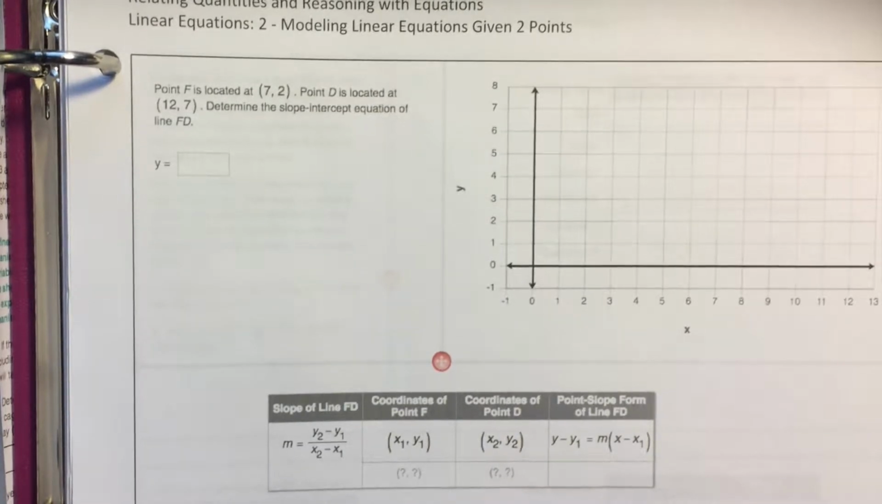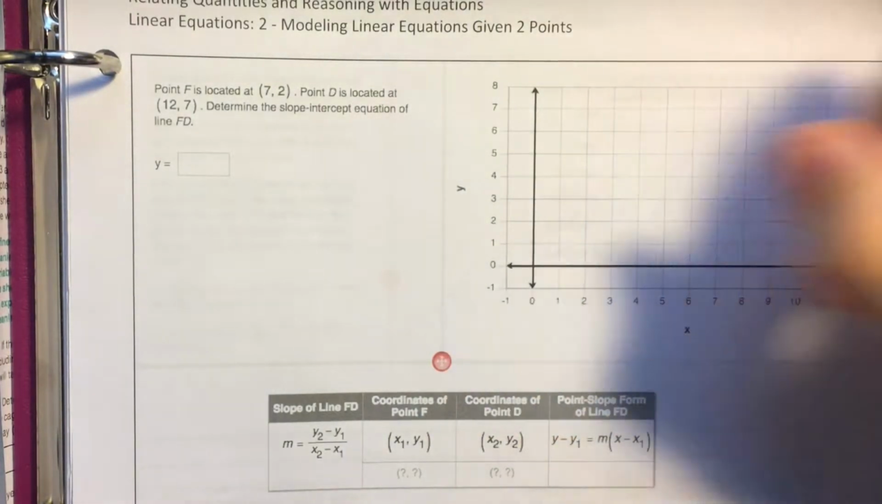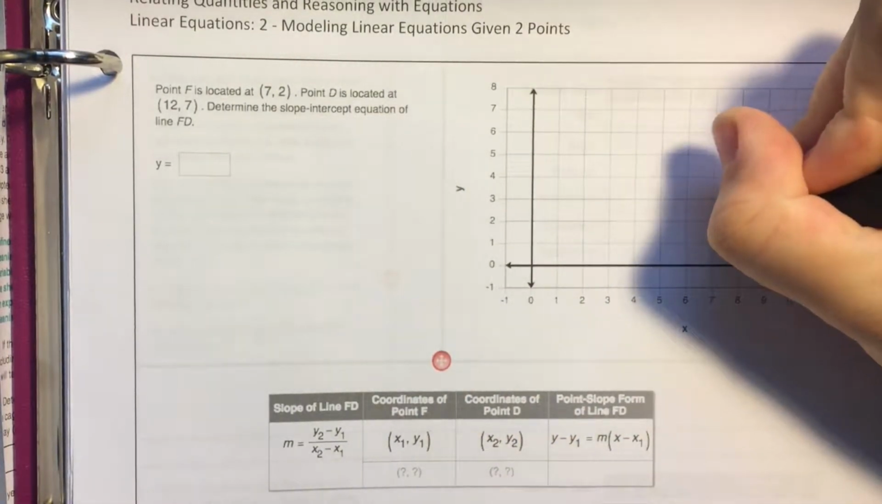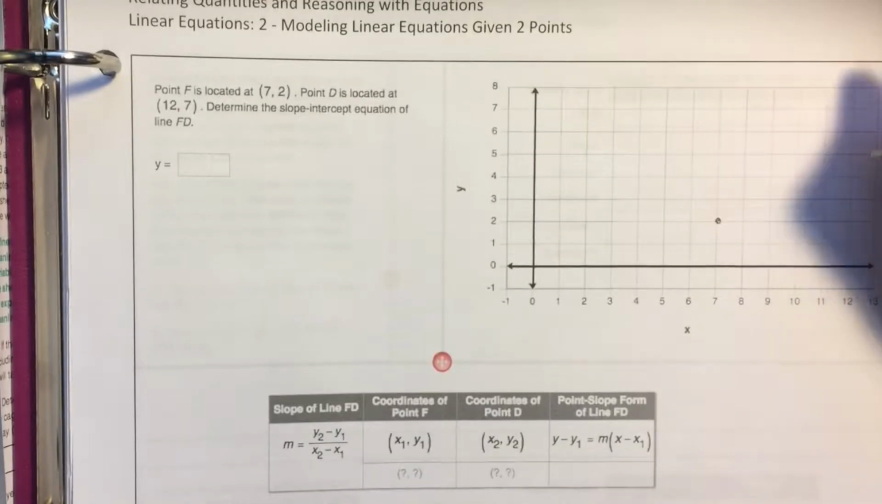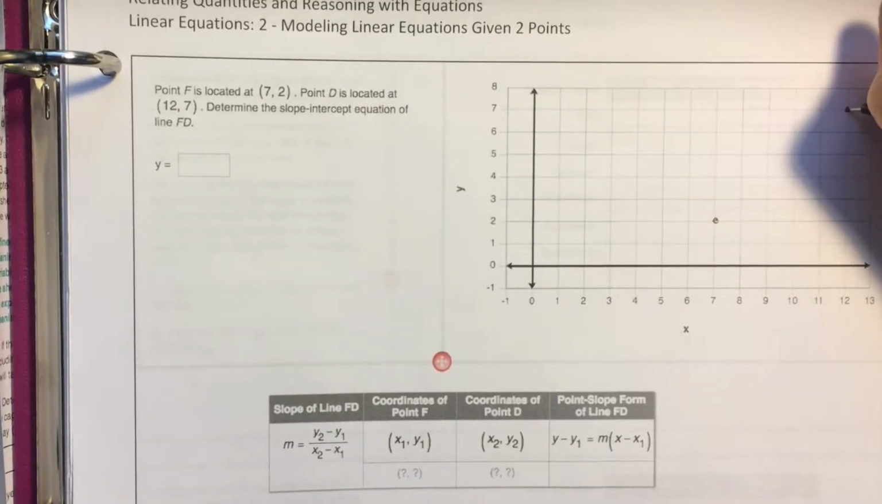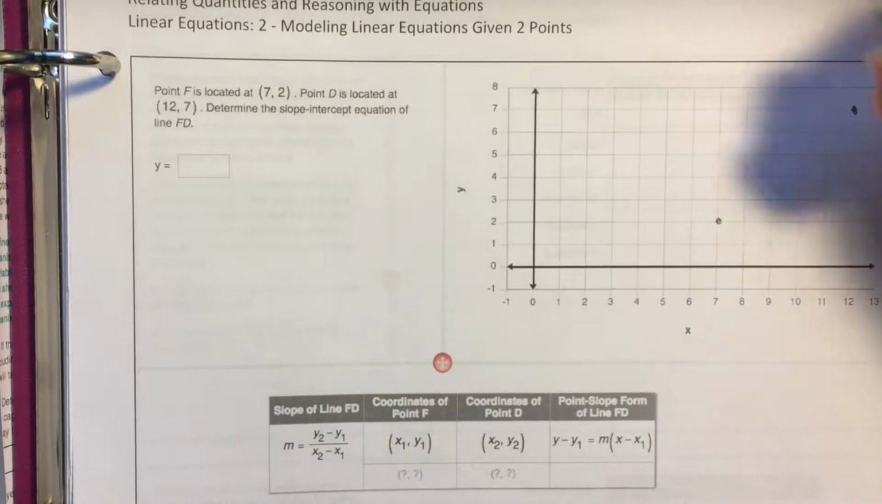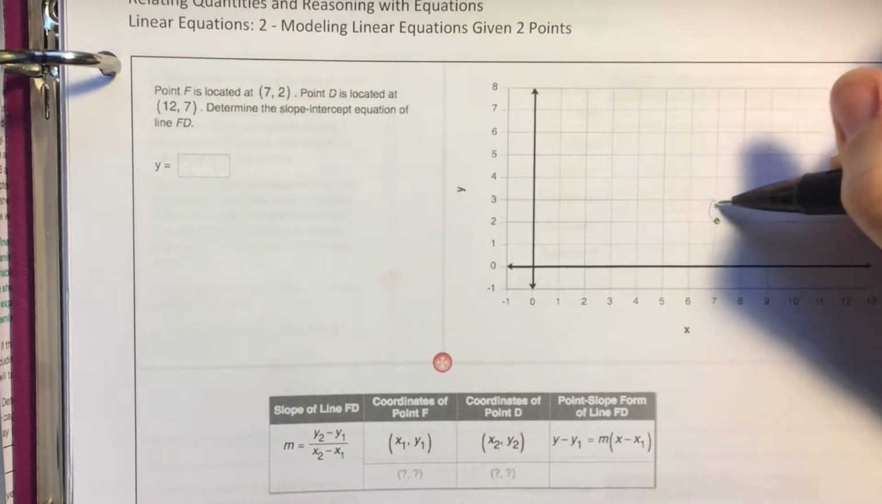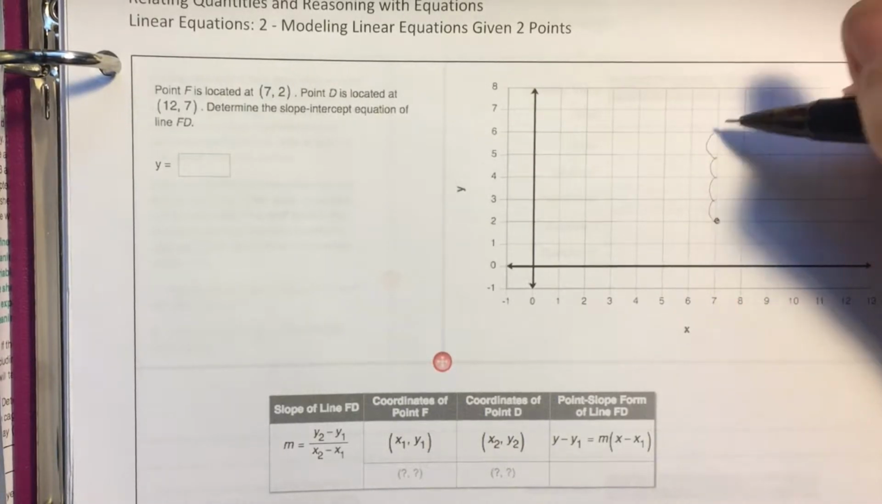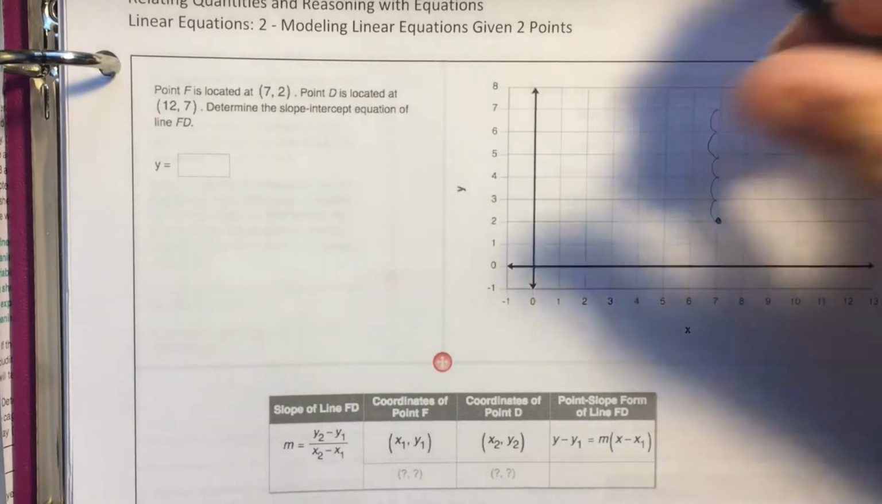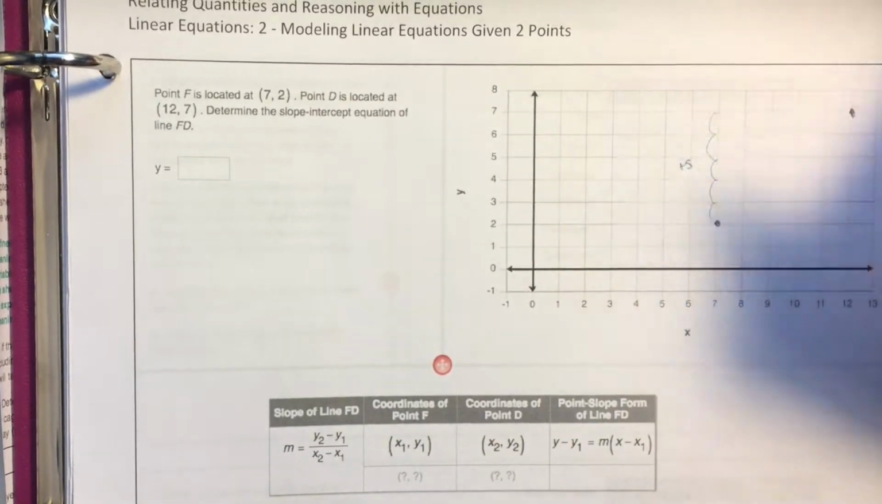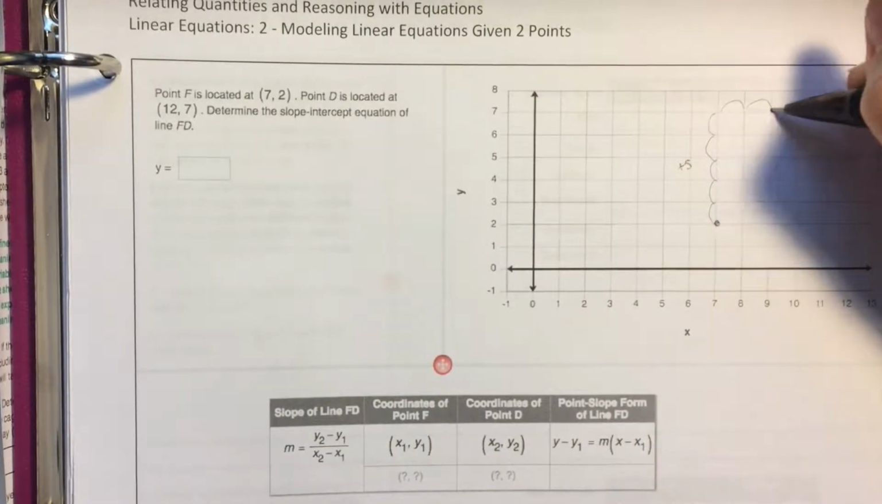Hi everyone, this demonstration is for workspace number 2 in linear equations, modeling linear equations given 2 points. So I'm given 2 coordinate points. The point F is located at 7, 2. Point D is located at 12, 7. And the first question asks me to determine the slope-intercept equation of the line FD.